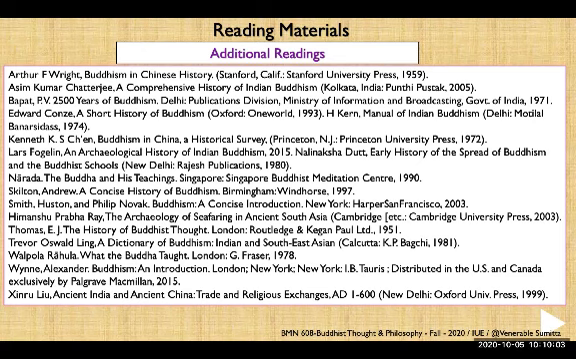And P.V. Bapat's 2,500 Years of Buddhism is a classic. Another very good book, a little bit older, but as far as the history of Buddhism is concerned, this also is a very good recommendation. Edward Conze's A Short History of Buddhism is another book that I recommend for you. Kenneth K.S. Chen, Buddhism in China, A Historical Survey, another classic for you to learn about Buddhism in China.